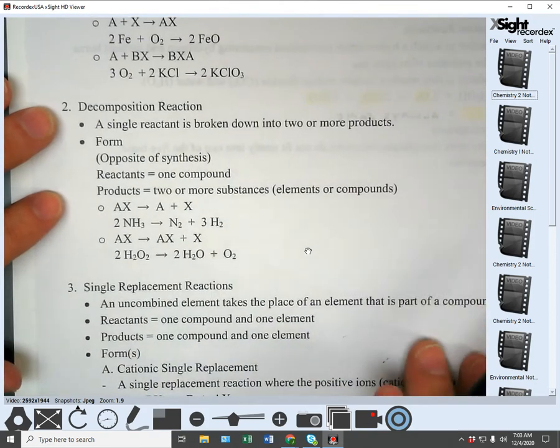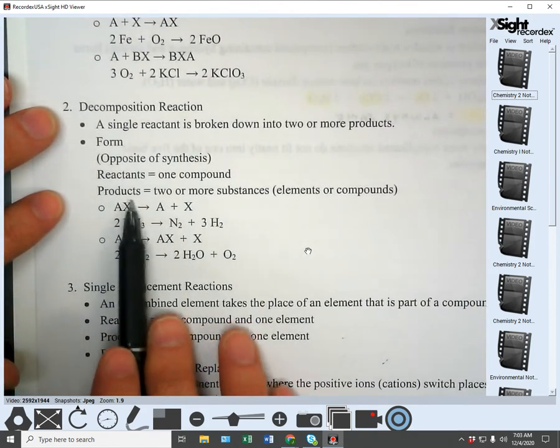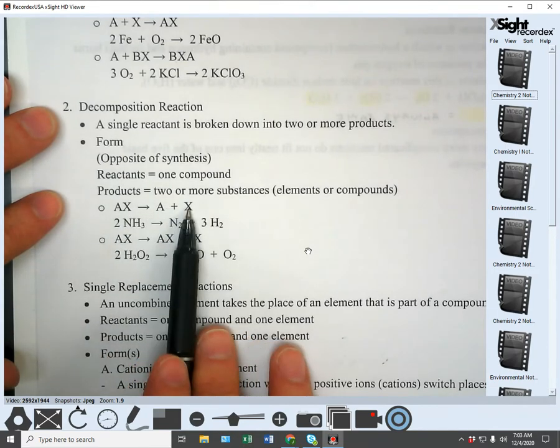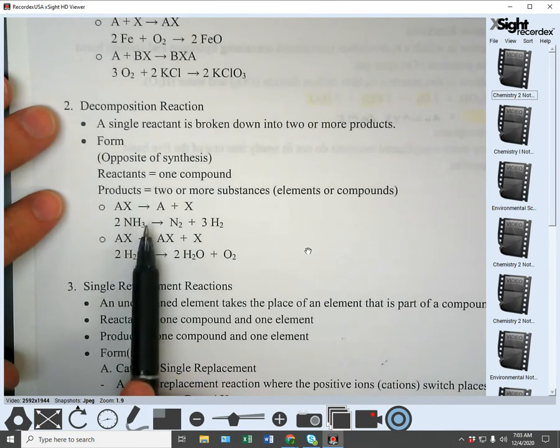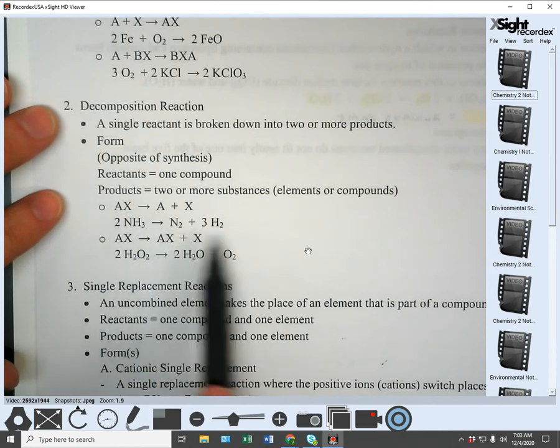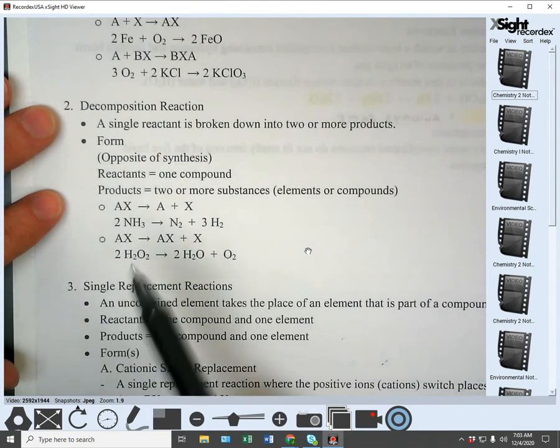Okay, so a couple of examples here. This one we've got a compound splitting into two elements. So NH3, ammonia, splitting into nitrogen gas and hydrogen gas. That's a decomposition reaction.